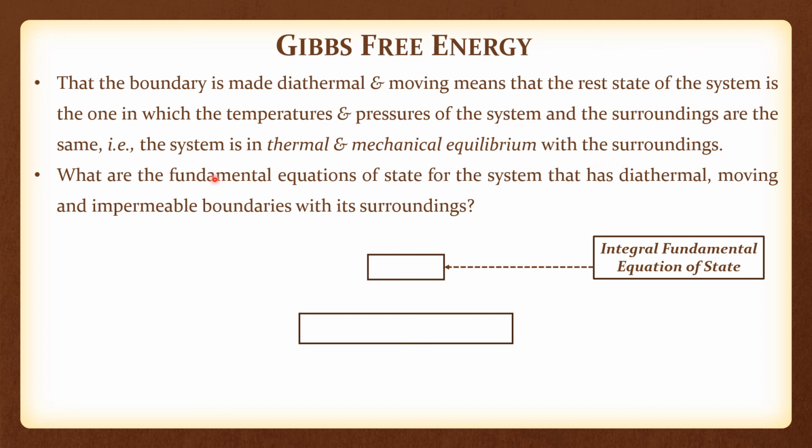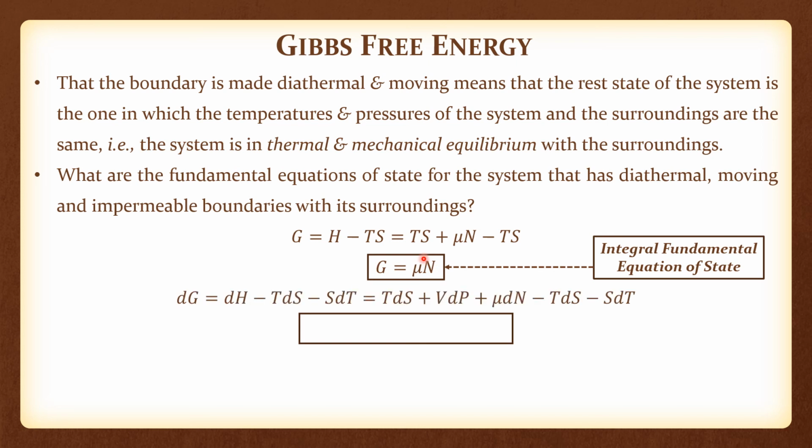Now, what are the fundamental equations of state for the system that has diathermal, moving and impermeable boundaries with the surroundings? We start by writing G is H minus TS, H is TS plus mu N, and then you subtract the TS, and therefore G is simply mu N. And this is the integral fundamental equation of state.